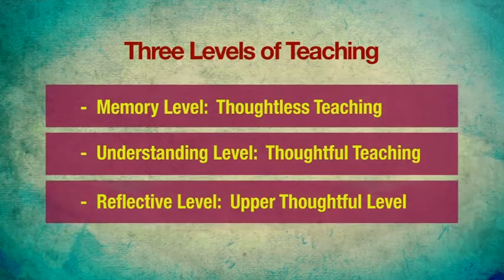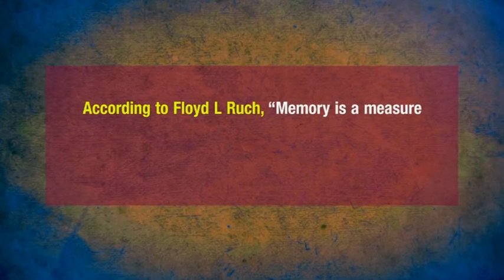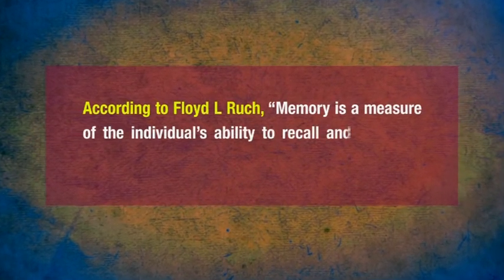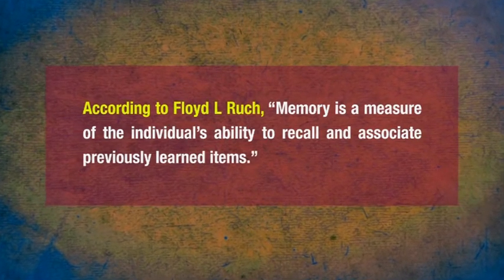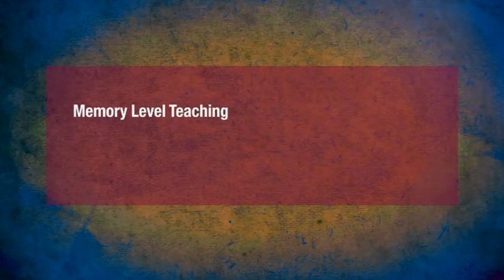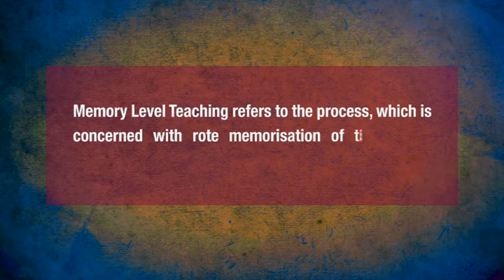Let's discuss them briefly. Number 1, teaching at memory level. According to Floyd L. Ruch, memory is a measure of the individual's ability to recall and associate previously learned items. It encourages rote learning, but all the memory level teaching-learning makes the foundation of other types of teaching-learning forms too. Memory level teaching refers to the process which is concerned with rote memorization of the factual material.